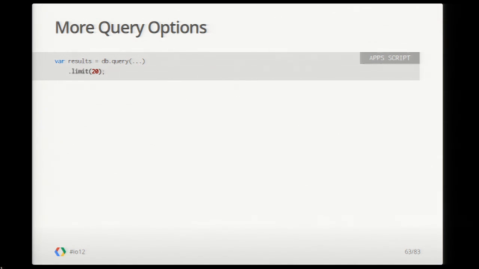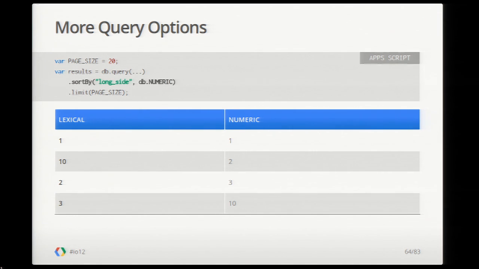Limits on their own are not terribly useful until you can do ordering. By default, when you sort, it'll sort them lexically like it does on the left. However, when you're sorting numbers, you'd probably prefer that 2 sorts before 10 instead of afterwards, so you can pass the DB numeric argument as the second argument, and that'll take care of it, sorting it the way that you want.